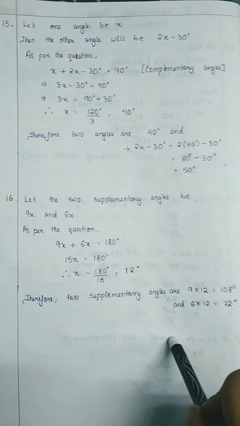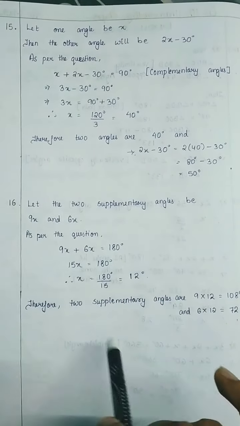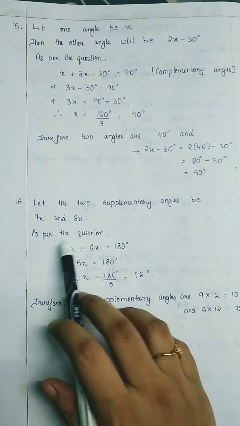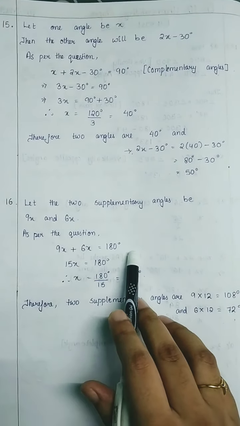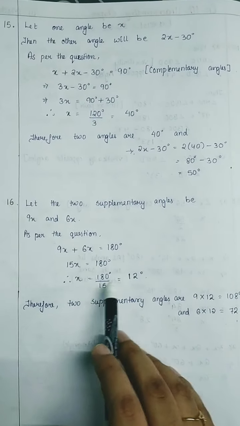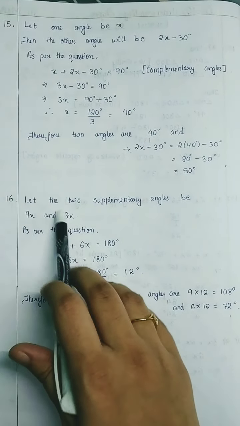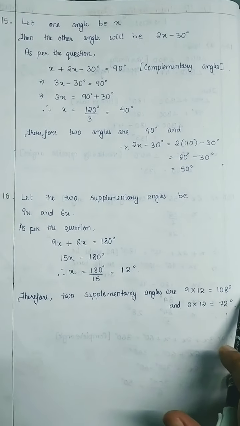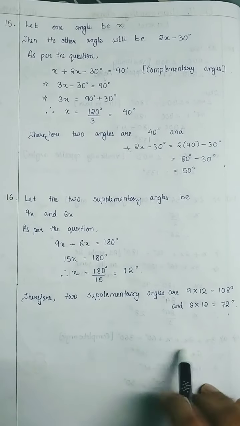Now in question number 16, here two supplementary angles are there and the ratio is given 9:6. Whenever the ratio is given, take the two angles as 9x and 6x. As per the question, 9x plus 6x is equals to 180 degree. So add them both, that is 15x is equals to 180. So x is equals to 180 by 15, that is equals to 12 degree. After this, put the values in place of x. So 9x is equals to 9 into 12, that is 108 degree. And another angle will be 6 into 12, that is equals to 72 degrees. So these are two supplementary angles.